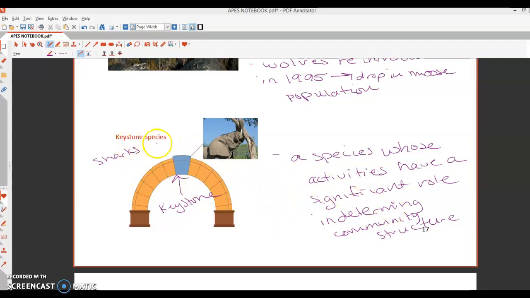So another example of a keystone species are going to be sharks. Also bees. Because if they're not around, then we're not eating people.